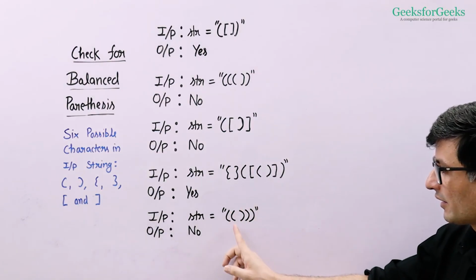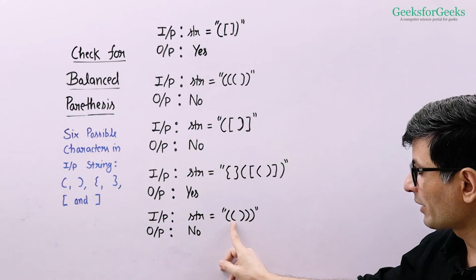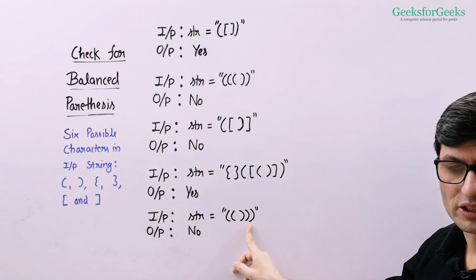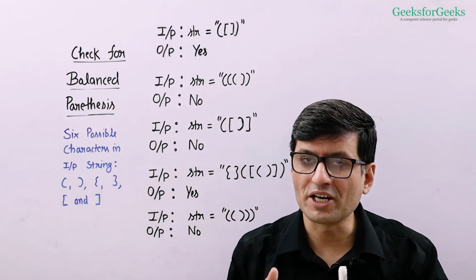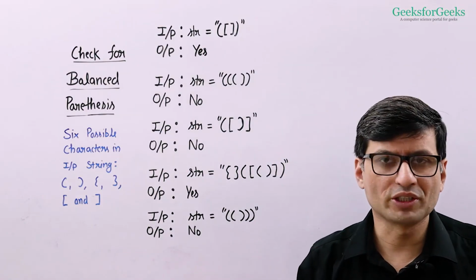So this is balanced. This is an example of one more unbalanced, because the number of opening brackets is 2 and the number of closing brackets is 3. So now you have enough idea about the problem. Please pause this video and try to think of a solution yourself.